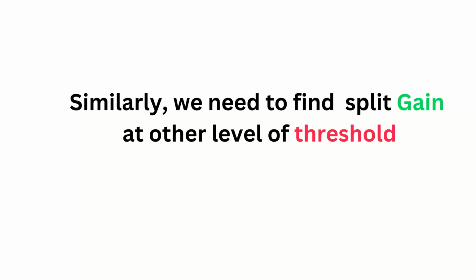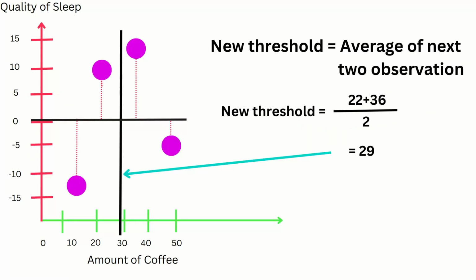Similarly, we need to determine the split gain at other threshold levels. For the next threshold, we calculate it using the next two observations, 22 and 36. The new threshold will be the average of these values, which gives us 29 to split the root leaf. As we can see here, the black vertical line splits the observations into half.